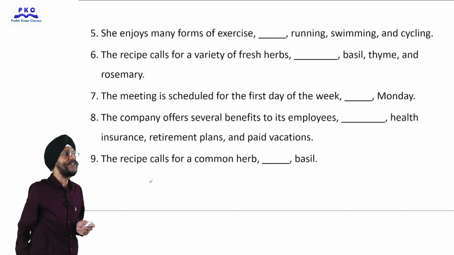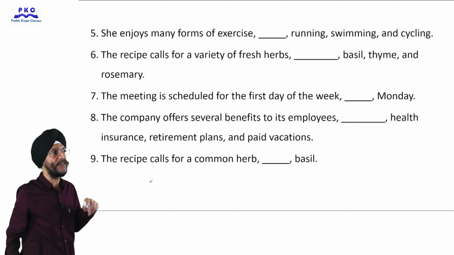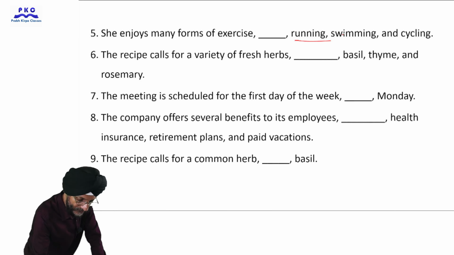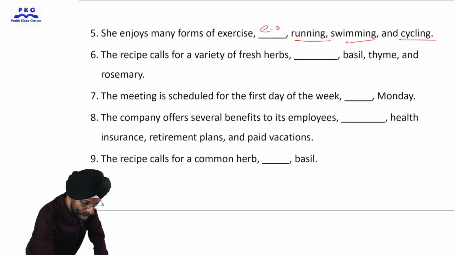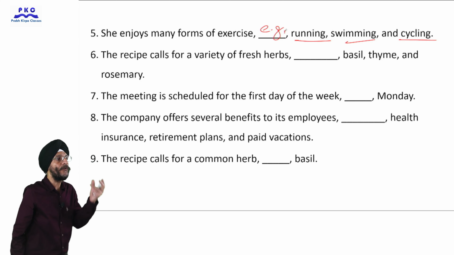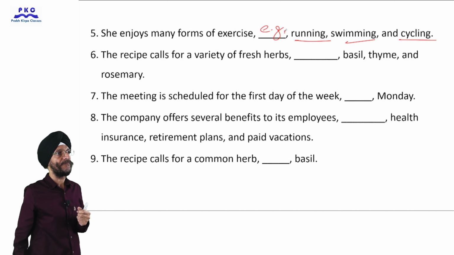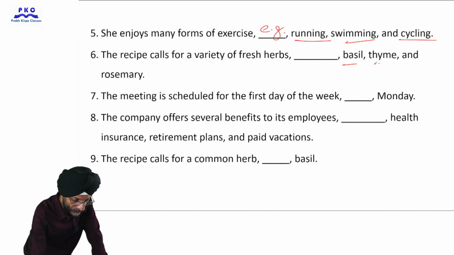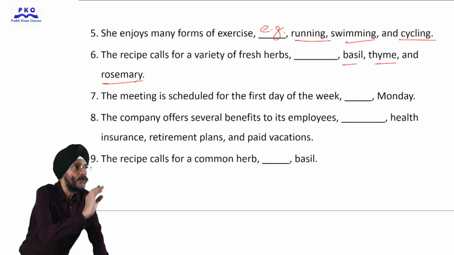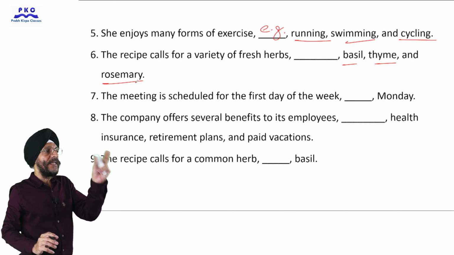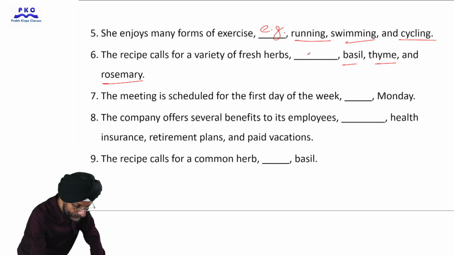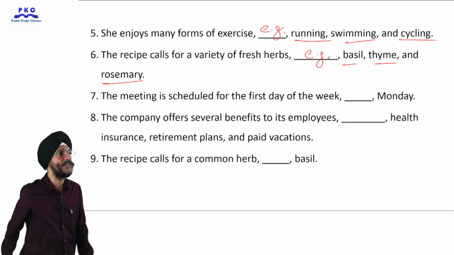He develops software for a major company. Next is, she enjoys many forms of exercise. That is, she does many exercises. Here we have given the examples: running, swimming, and cycling. So here we will use e.g. The recipe calls for a variety of fresh herbs. These are the names of herbs: basil, thyme, and rosemary. Here we are not clarifying what is the meaning of herbs. We are here giving the examples. So here we will use e.g.